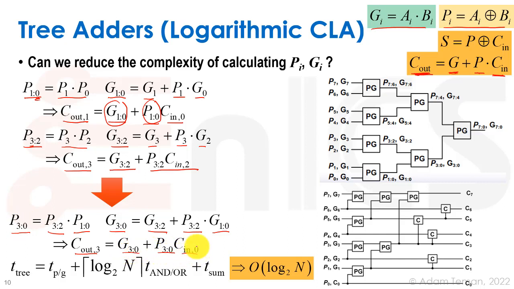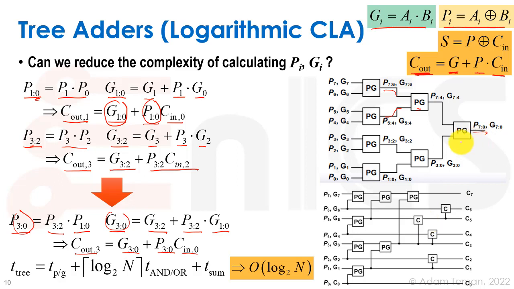And we can keep on doing this until we get P of n minus 1 to 0. Such a tree with a radix 2 is going to have O of log 2 of n depth. We can see that over here. We took groups of 2 bits and put them into a propagate generate unit that provides these computations. The outputs of 2 of them go into another one, and so on until we finally get the propagate and generate of n minus 1 to 0.